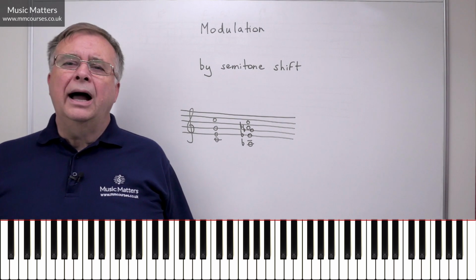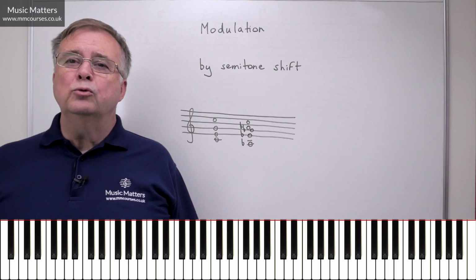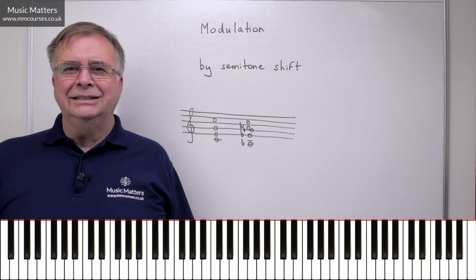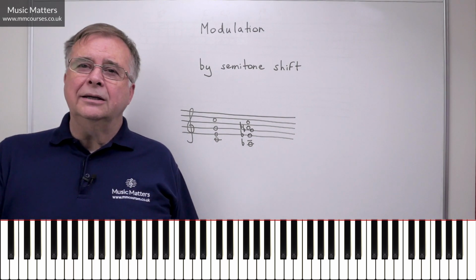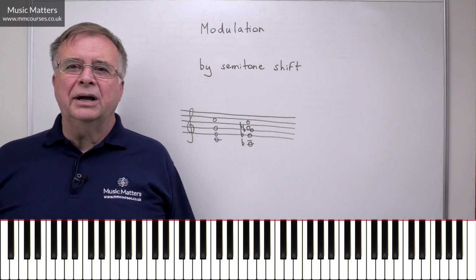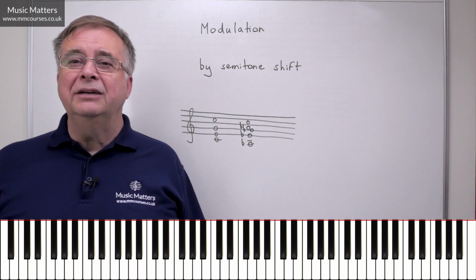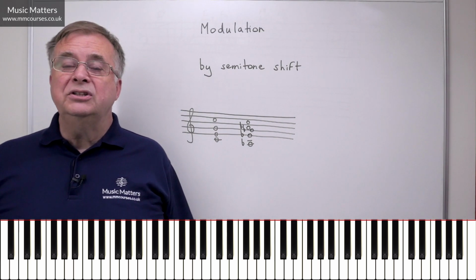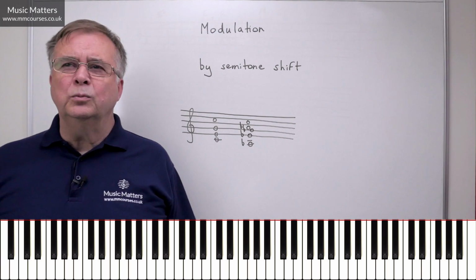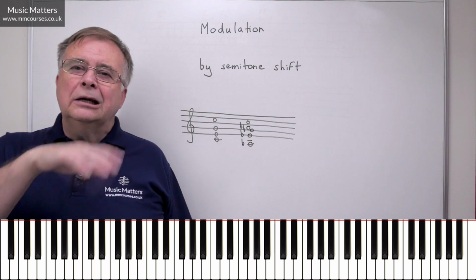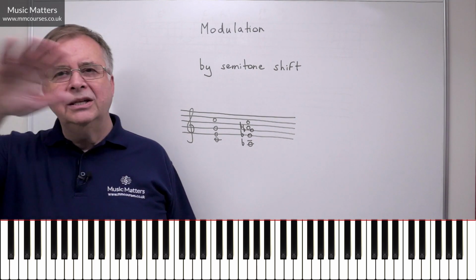So what happens if you want to do something more radical than a closely related key, and go to a key that's really quite a long way away? If you want to be really sure about keys, you may be happy with that. But if you're not, have a look at our video on the circle of fifths that explains how the whole key system works. Then you can see where the closely related keys are and where the keys that are further away are.